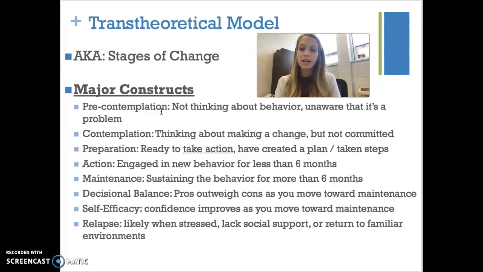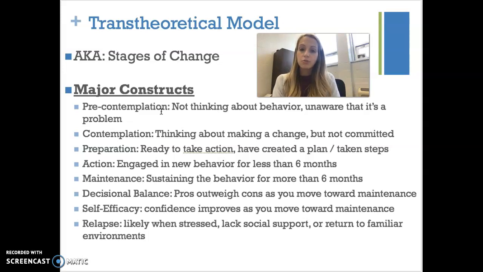Preparation, they're ready to take action. They've created a plan. They've taken some steps to cut out alcohol from their lives. Action, they've been engaged in a new behavior. So let's say that they cut out alcohol from their life altogether for less than 6 months. They're in the action phase. And then maintenance would be sustaining the behavior for more than 6 months.